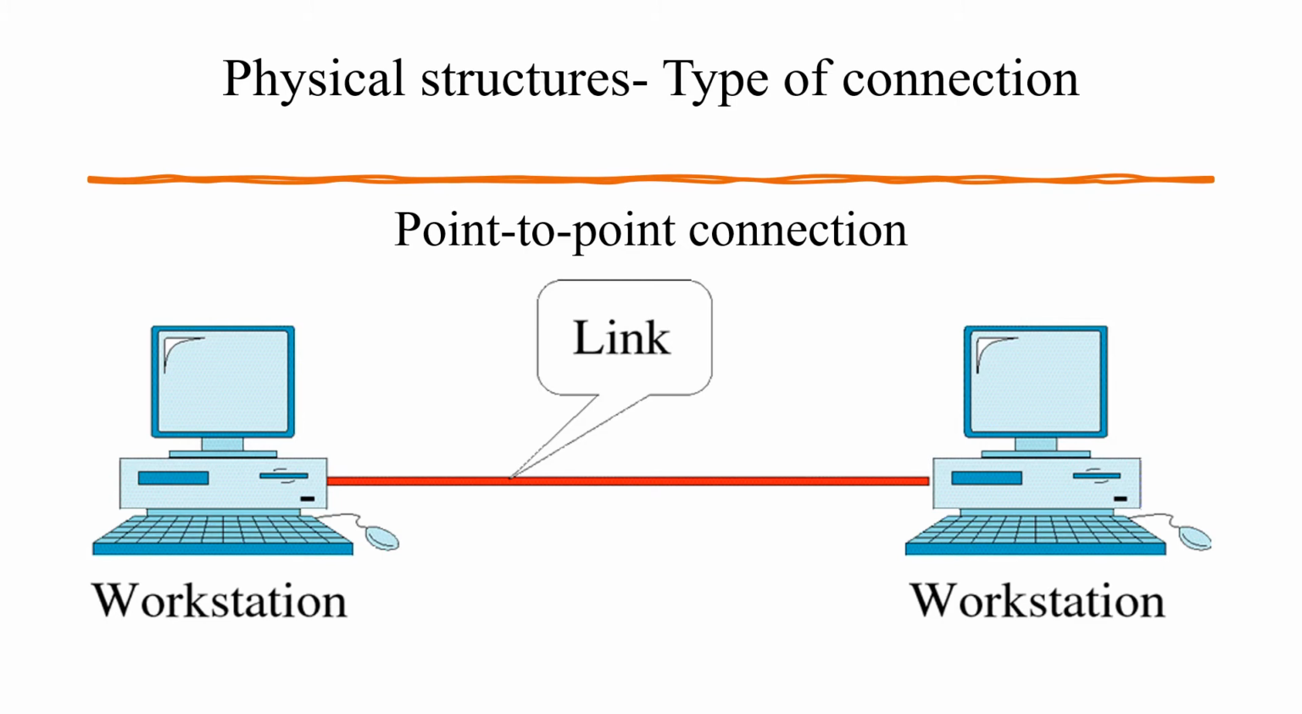Most point-to-point connections use an actual length of a wire or a cable to connect the two ends, but other options such as microwave and satellite links are also possible. As an example, when we change television channels by infrared remote control, we are establishing a point-to-point connection between the remote control and the television's control system.